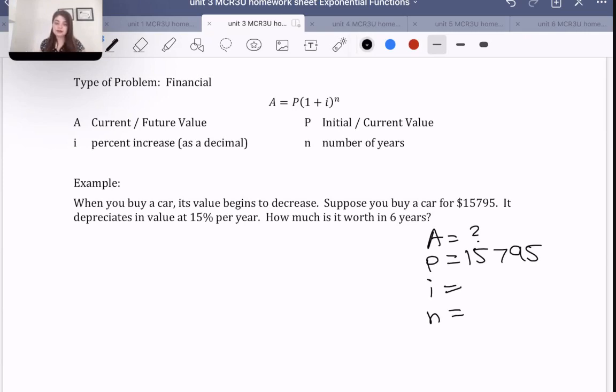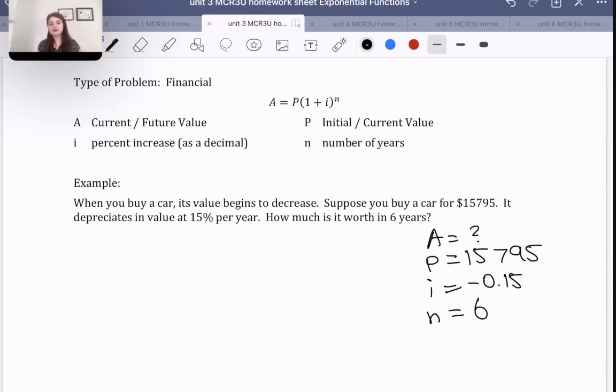I is 15% per year. So that means it's negative 0.15 would be I, because it doesn't go up in value 15% a year, so it's not plus 0.15, it depreciates in value, so it's going down, so negative 0.15 is our rate. We're losing 15% every year. How much is it worth in 6 years? So n is number of years, so pretty straightforward that n would be 6.